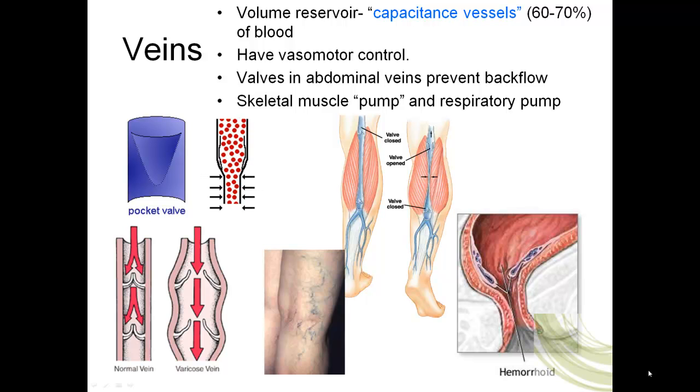So veins are considered capacitance vessels in that they have a great ability to expand and store a large amount of blood. And the reason why they can do this is because they don't have a great amount of contractile force from their tunica media, which again means we're going to have to rely on other types of, quote, pumps in order to get the blood back up to our heart.